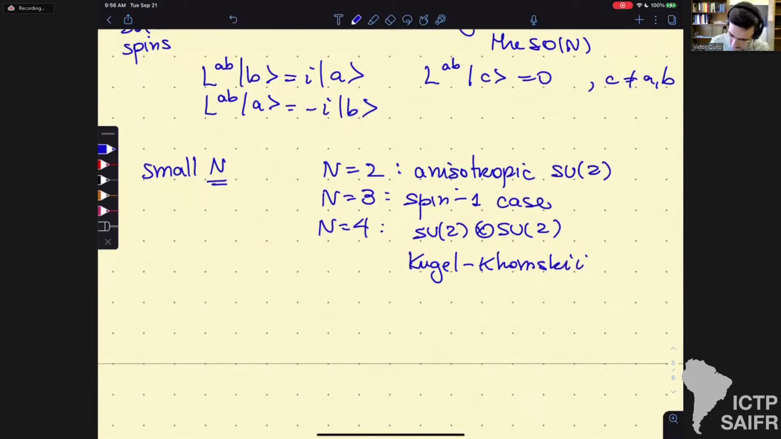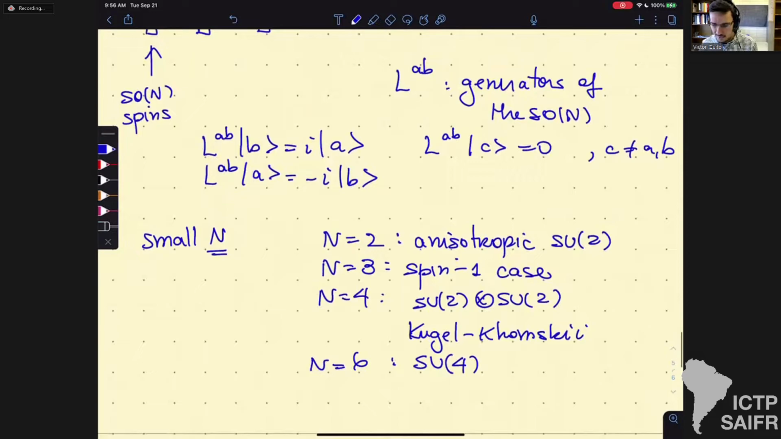And for n equals 6, the algebra is isomorphic to SU(4), and SU(4) spin chains with SU(N) symmetry can be realized in cold atom systems. So these algebra isomorphisms for small n are useful. Therefore, this is not purely a theoretical problem; it can be realized by considering these small n cases.